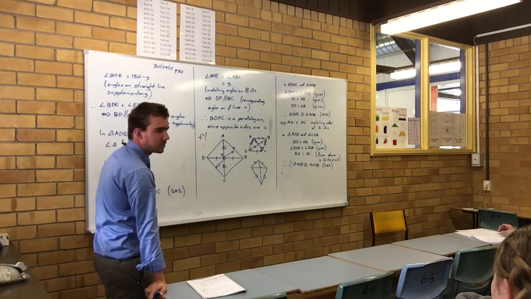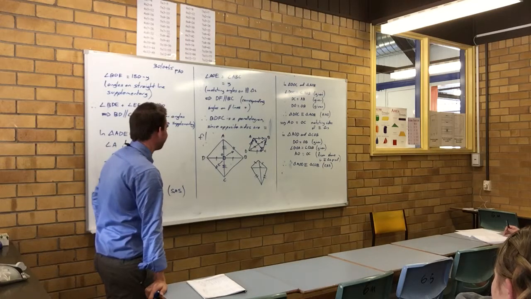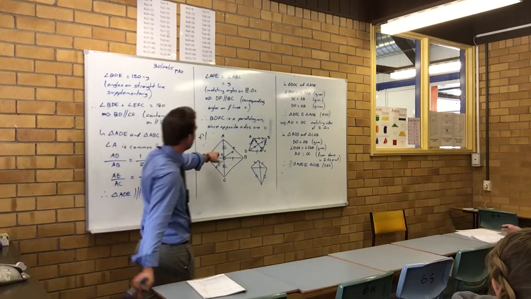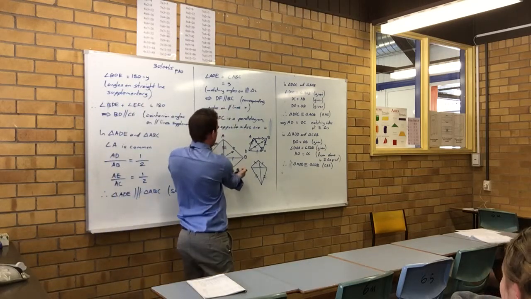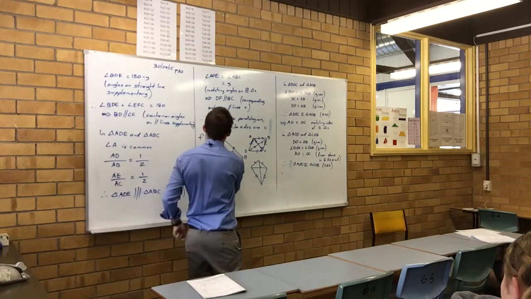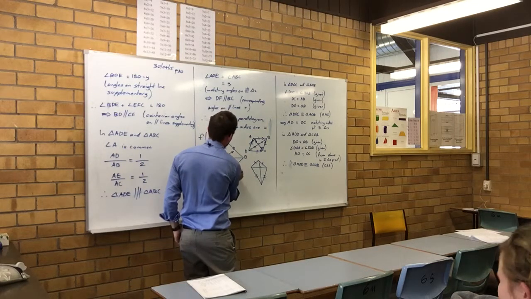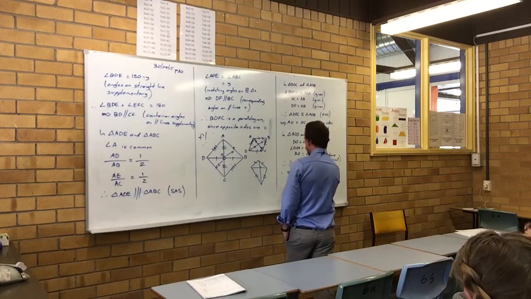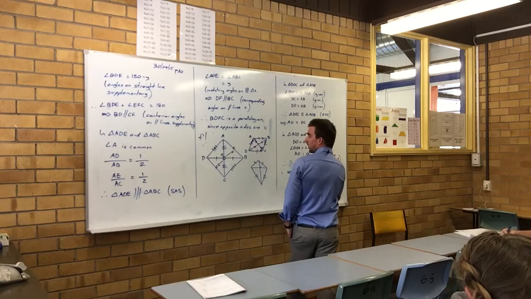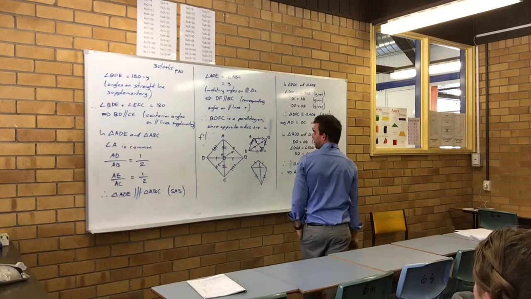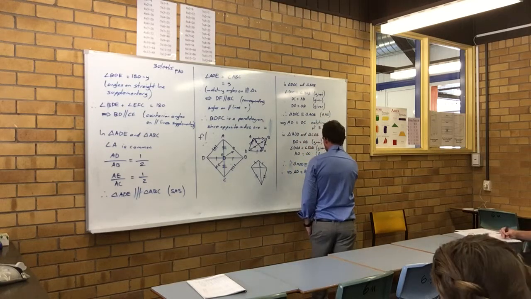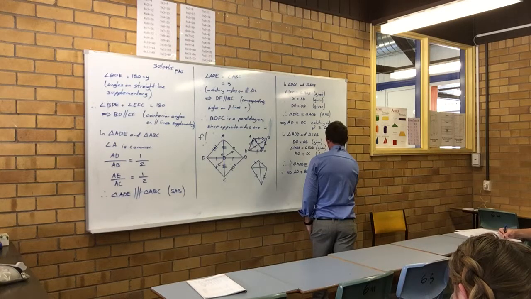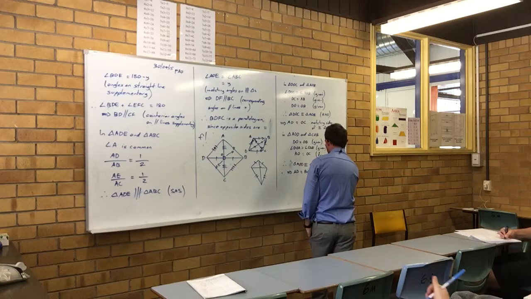Is that enough to say it's a rhombus yet? No. But from the test, we can say these two sides are equal, can't we? So 1, 2, 3, 4. Which implies that AD is equal to BC, matching sides of congruent triangles.